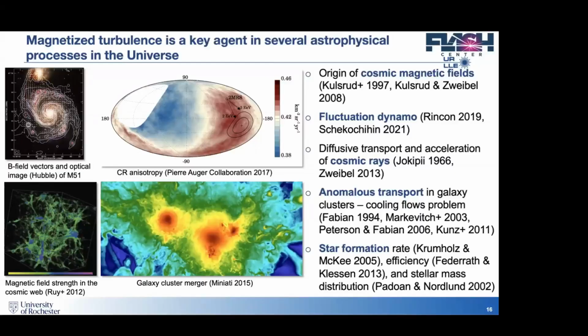And then they mediate processes like the transport and acceleration of cosmic rays. They can result in anomalous transport of heat when you have essentially thermal conduction interacting with magnetic fields. And the properties of the turbulence itself play a significant role in determining the formation rate of stars, the efficiency of that process, as well as the stellar mass distribution that we encounter in the interstellar medium.